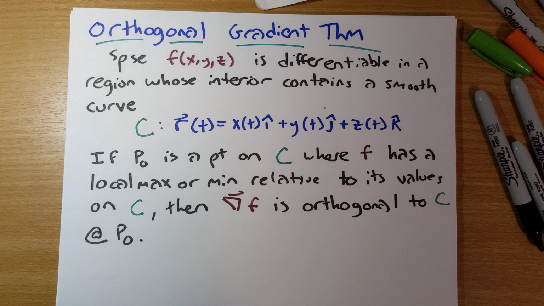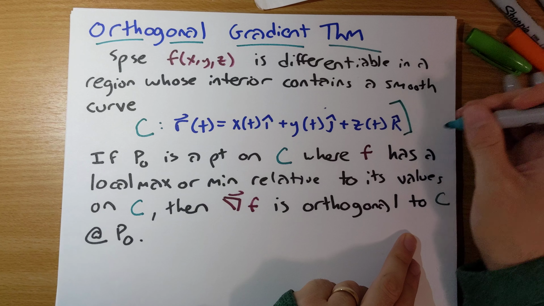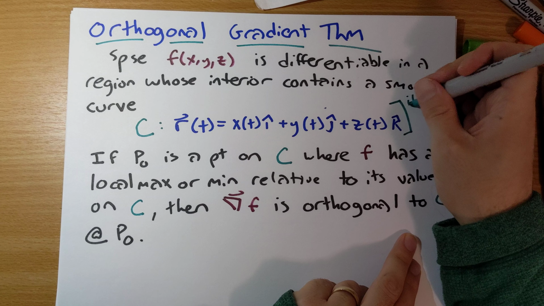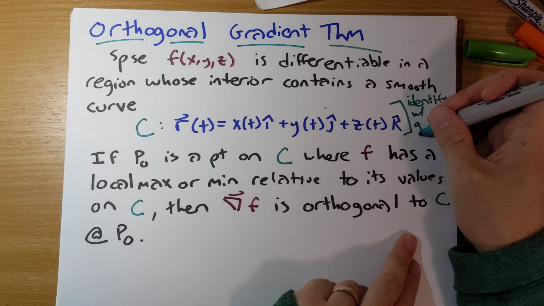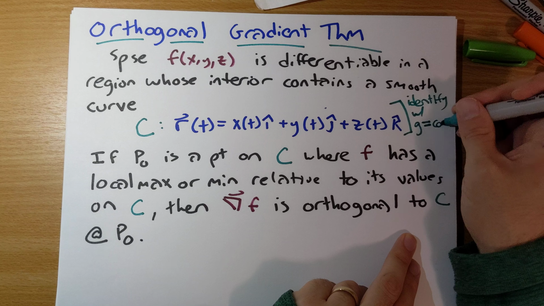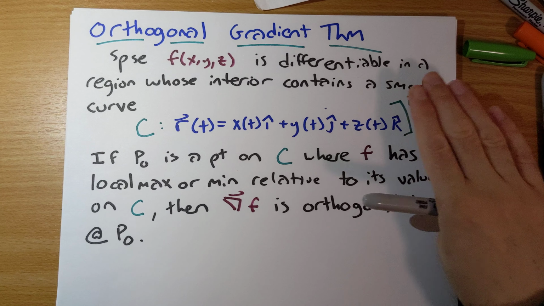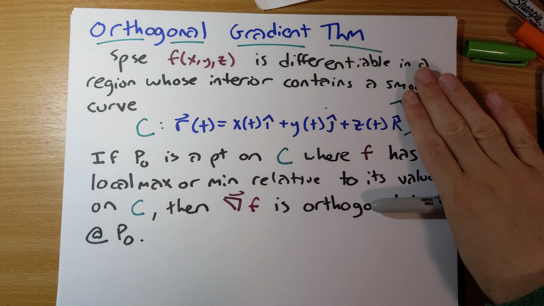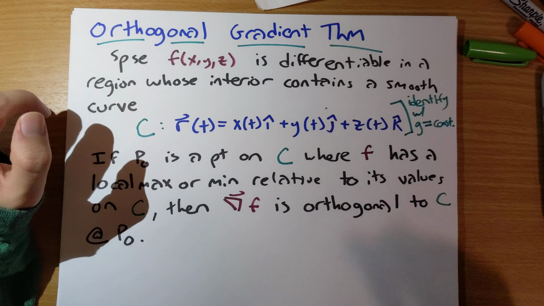Before we do anything else, I just want to make one point, which is that C, we're going to end up identifying with the constraint g is equal to a constant. So the orthogonal gradient theorem does not have a g in here right now, but we will be thinking of this as the constraint curve.